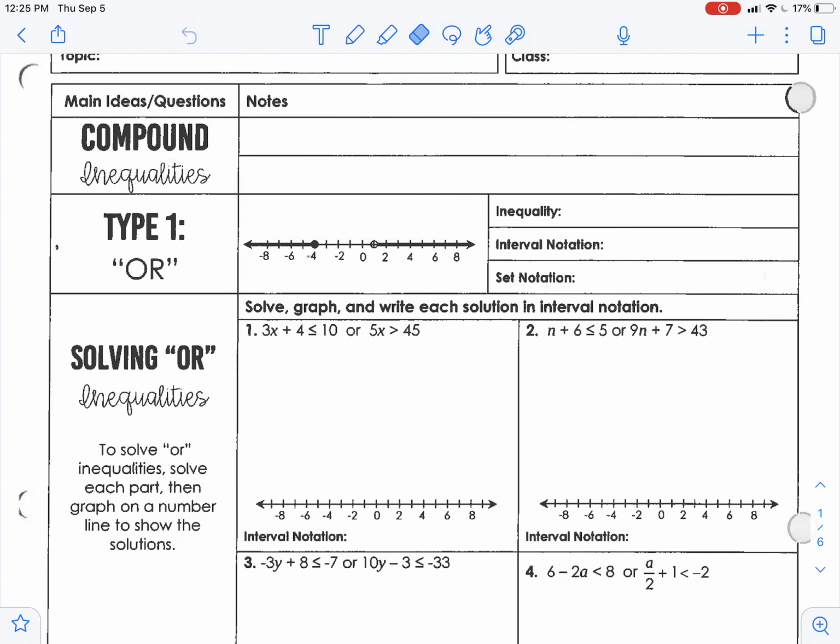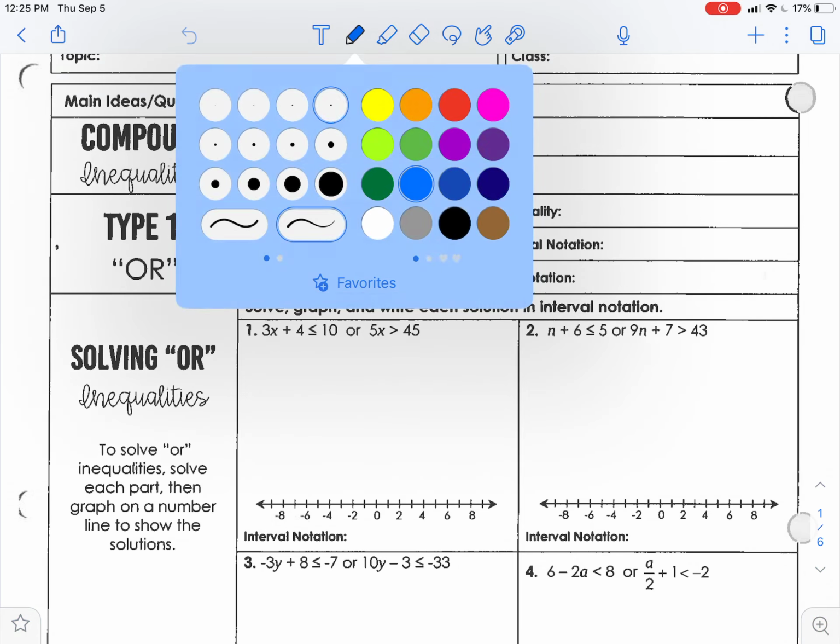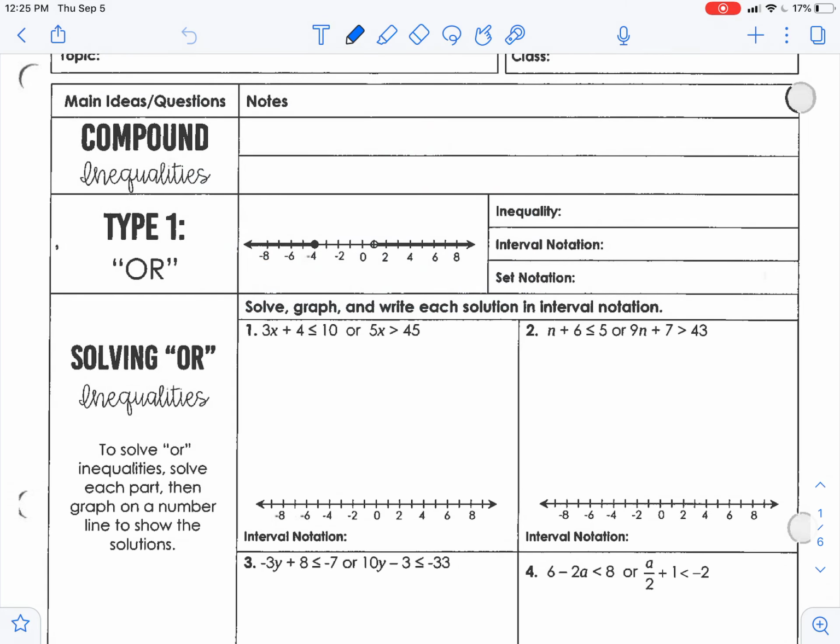Okay, so on today's notes, we are going to talk about compound inequalities. So let's just talk about what is a compound inequality. It's simply two or more inequalities graphed together on the same number line. So let's go ahead and write that down.